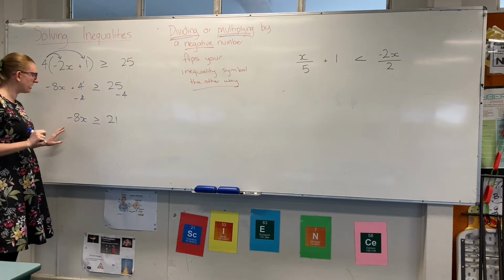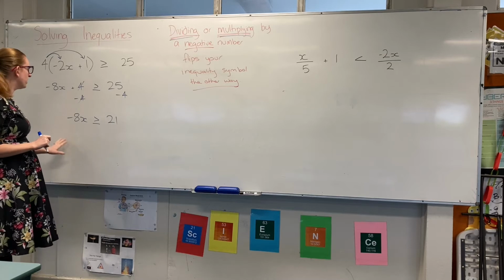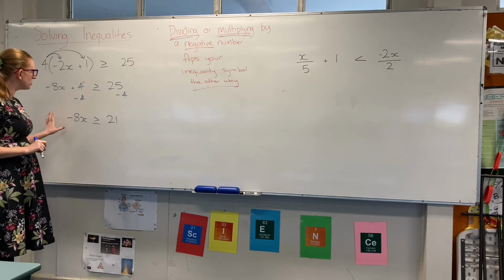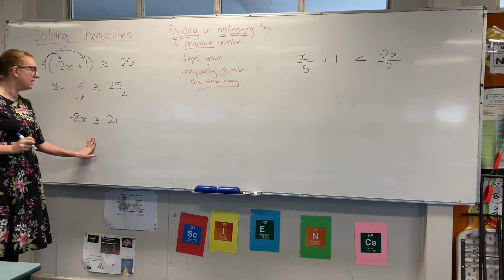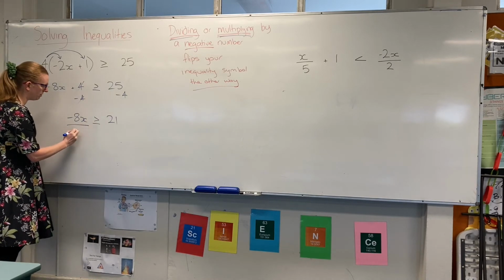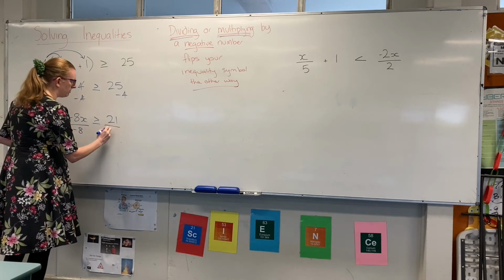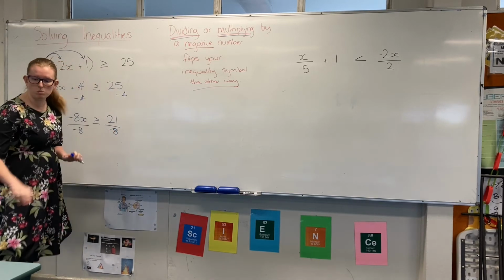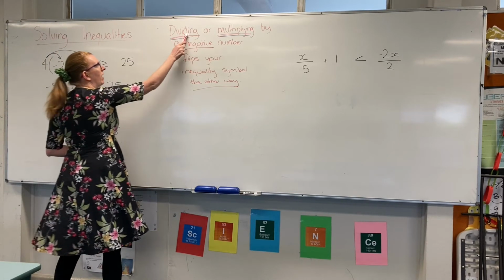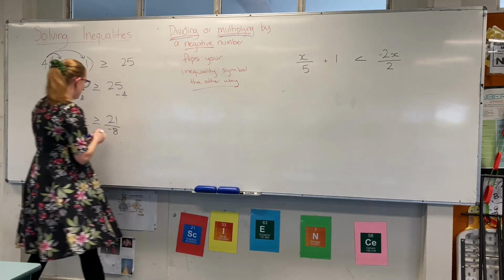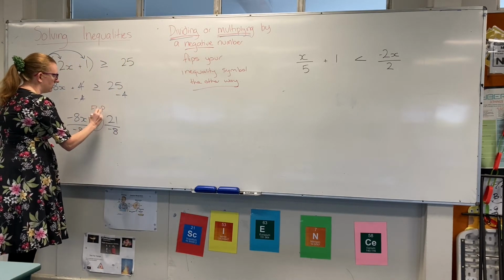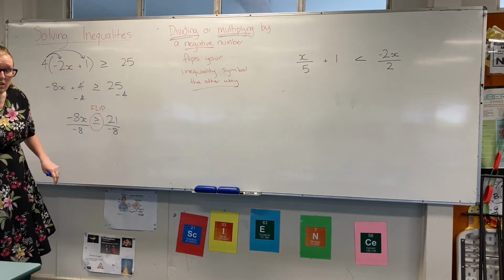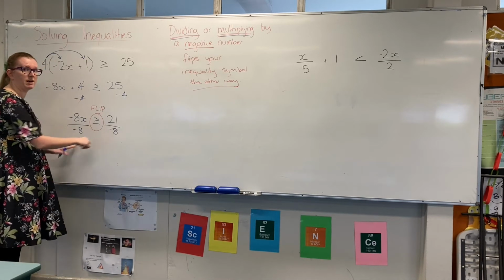Oh well, whatever. Okay, we'll end up leaving our answer as a fraction. Okay, so now I need to get x on its own, so I need to split up this minus 8 and the x. So I'm going to divide by minus 8, divide by minus 8. Okay, now because we are dividing by a negative number, this needs to flip. Okay, because I'm dividing by negative 8 on both sides.